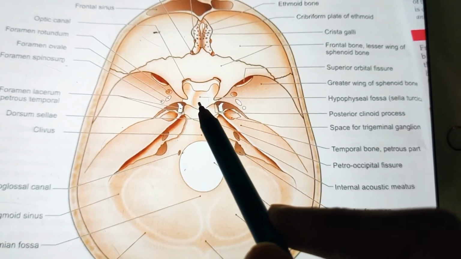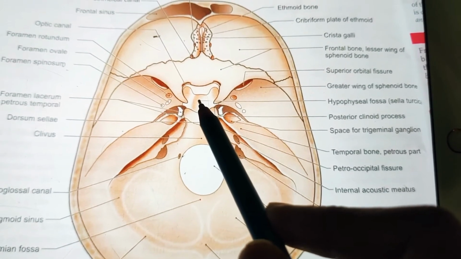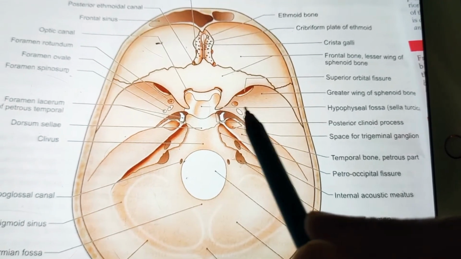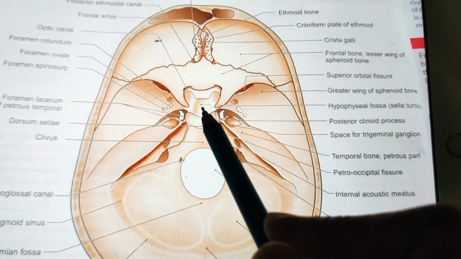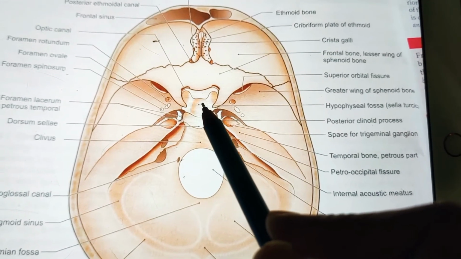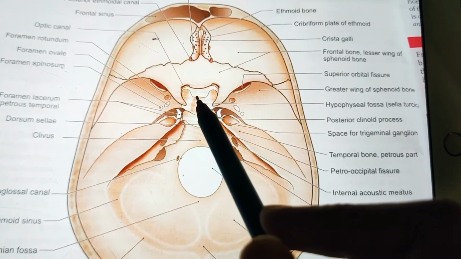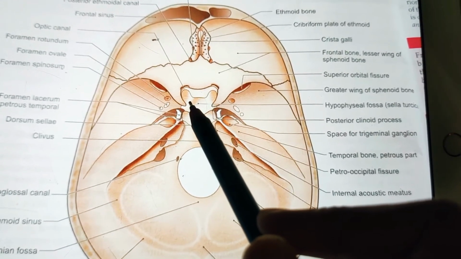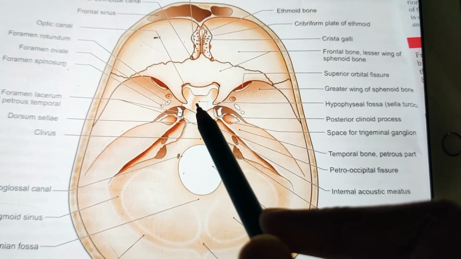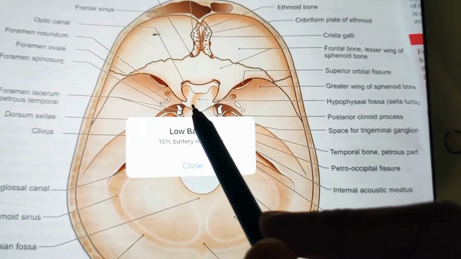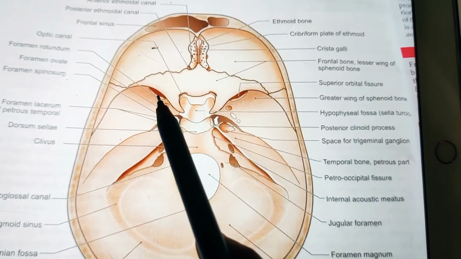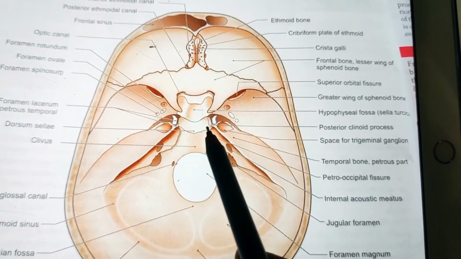Now coming to the sella turcica. This region is called the sella turcica, or pituitary fossa, or also hypophyseal fossa, as you can see here. Here is where our hypophysis cerebri lies. It is on the upper surface of the body of sphenoid, which is hollowed out in the form of a Turkish saddle, and it is known as the sella turcica. It consists of the tuberculum sellae in front, the hypophyseal fossa in the middle, and the dorsum sellae behind.